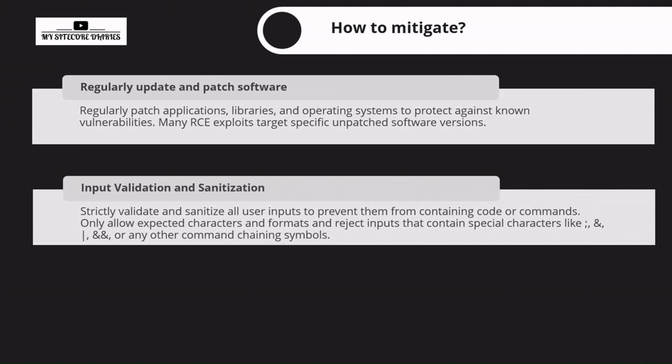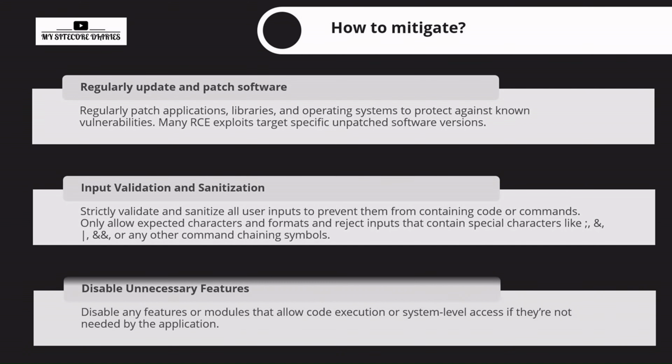Input validation and sanitization. Strictly validate and sanitize all user input to prevent it from containing code or commands. This is a common mitigation. Only allow expected character formats, and reject inputs that contain special characters like commas, etc. Disable unnecessary features. Disable any feature or module that allows code execution or system-level access if it is not needed by the application. So if your application doesn't require any access to execute code, then you just disable that permission or that module.